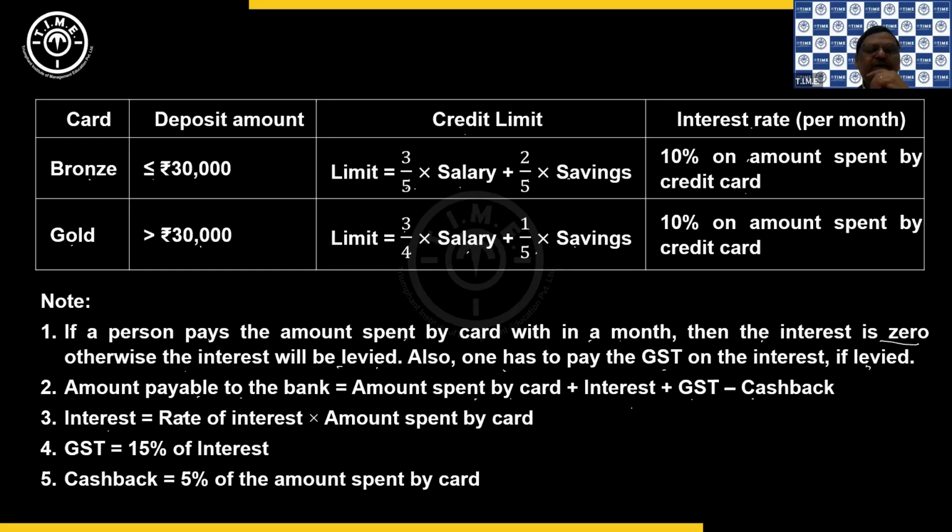What is the interest? Rate of interest times the amount spent by the card, that is 10% of the amount spent by the card. What is GST? Whatever interest is levied, 15% of that. What will be the cashback you get? 5% of the amount spent by the card will be the cashback.